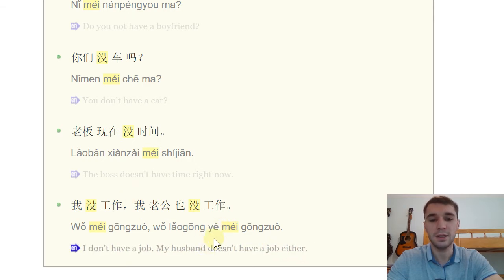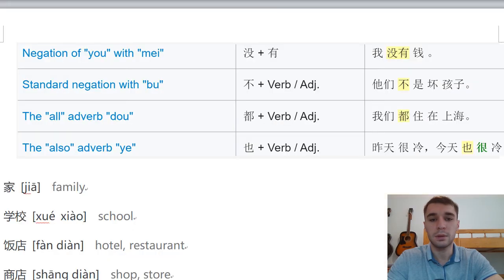Yeah, means either, also, too. We will talk about this word later too. Okay, let's talk about the next topic. The adverb 都 means all or both.